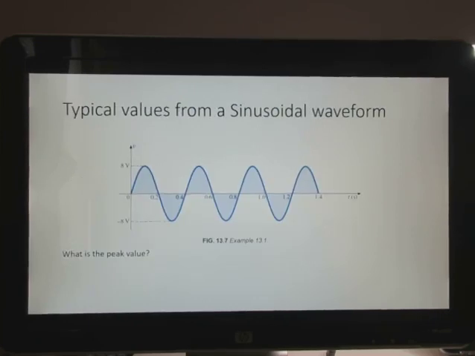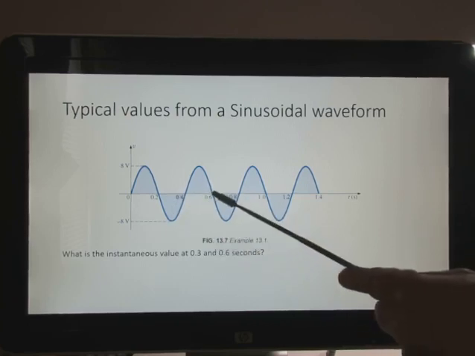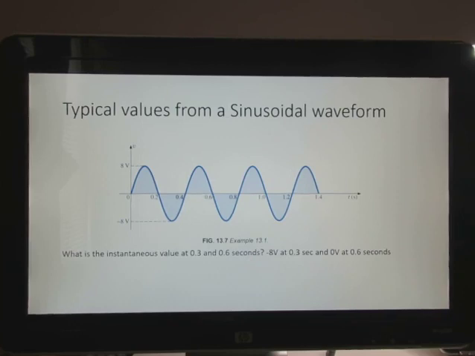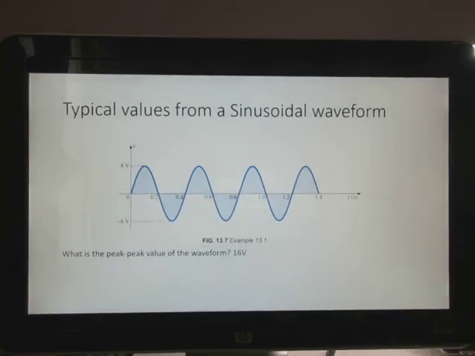So the peak value of this waveform is 8 volts. The instantaneous value at 0.3 would be -8, and at 0.6 would be 0. What's the peak-to-peak value? So the peak and the peak here. So we have 16 volts peak to peak.